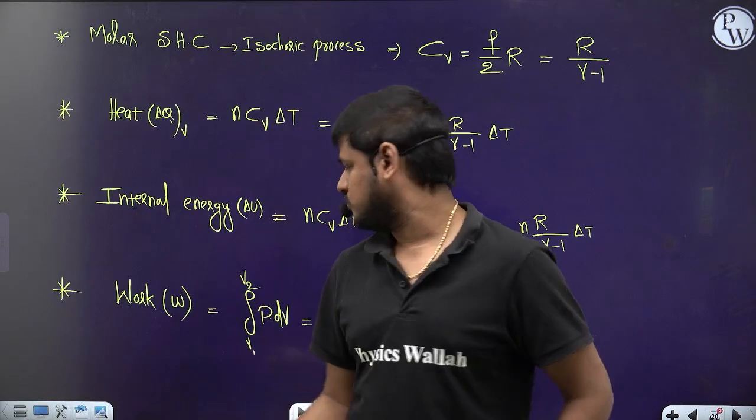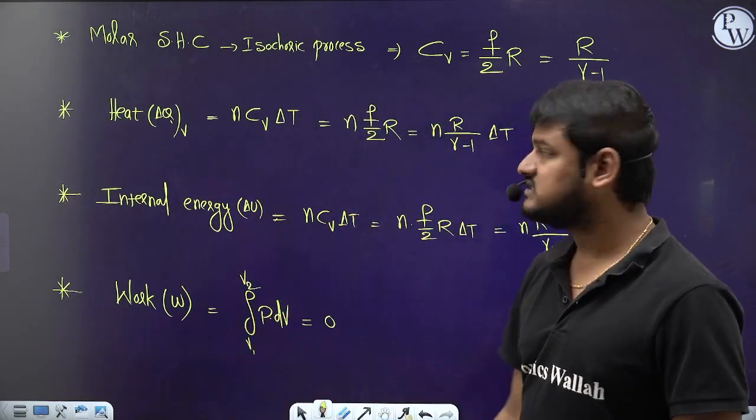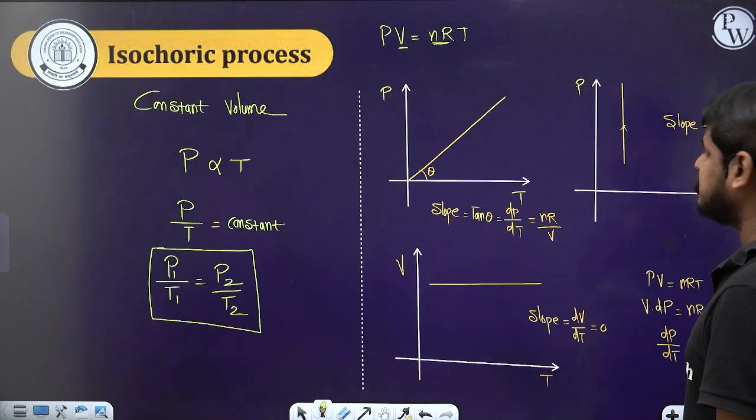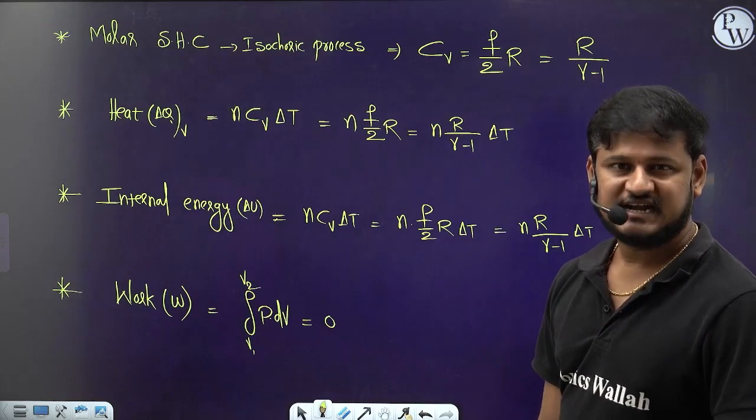V1 to V2. So the volume is constant, right? So then the work done will be 0. So this is for the isochoric process. Hope you guys understood this part. Done?